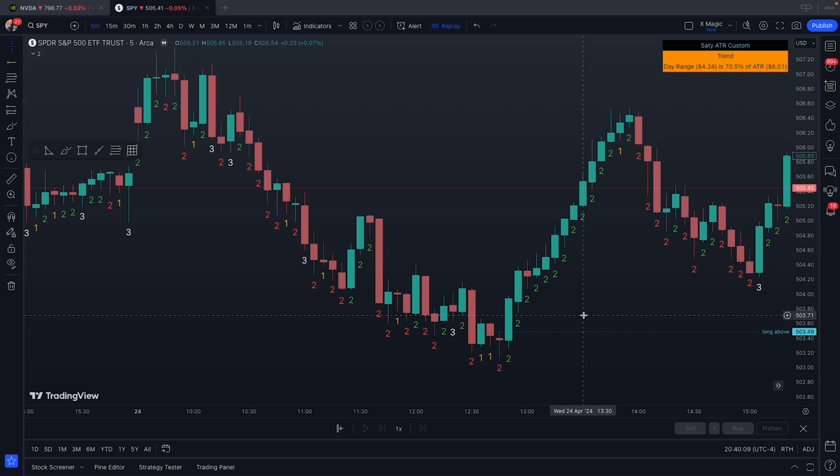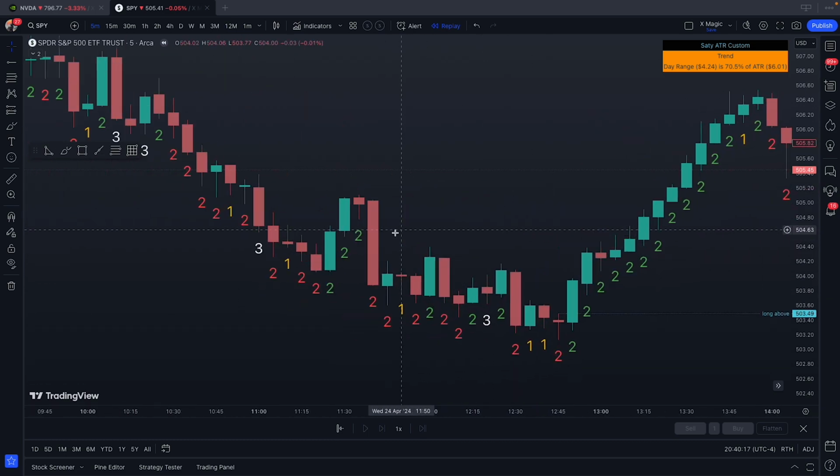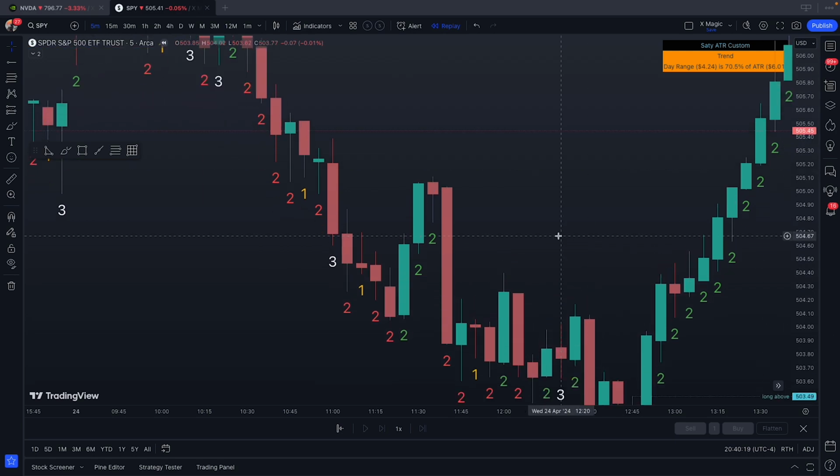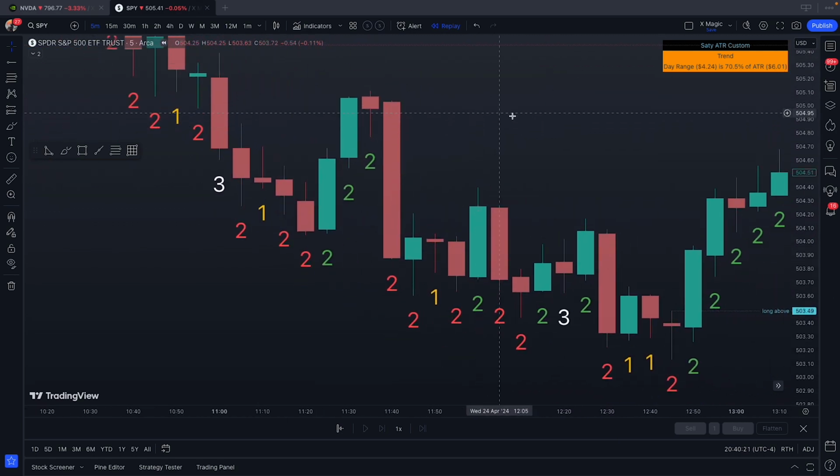Real quickly, show her that hammer, the one to the left of it. You see the other hammer? Keep going, keep going, right there. Okay, so that's kind of what she's asking: if it's a downtrend, how do we know?